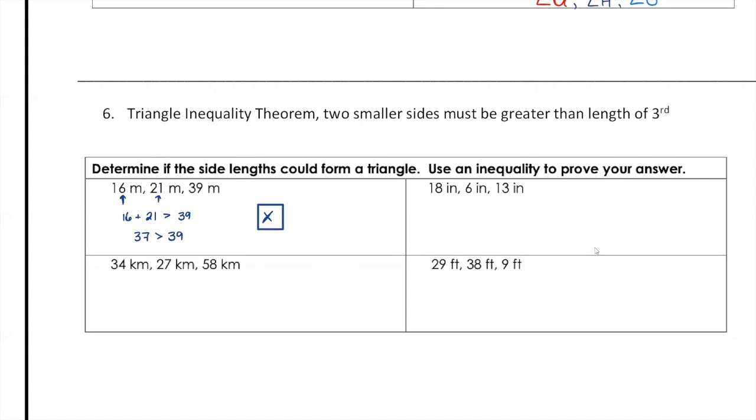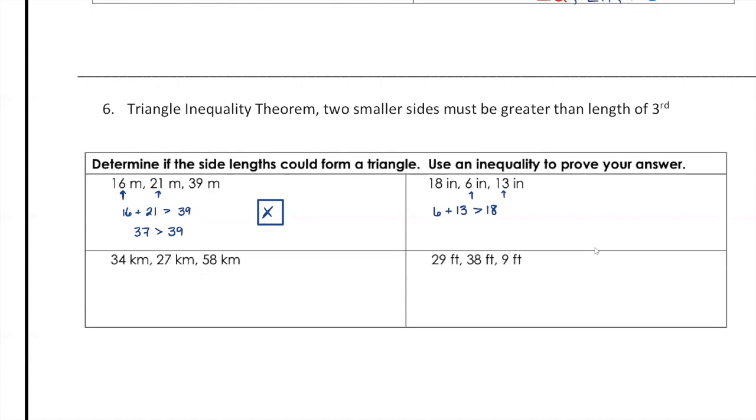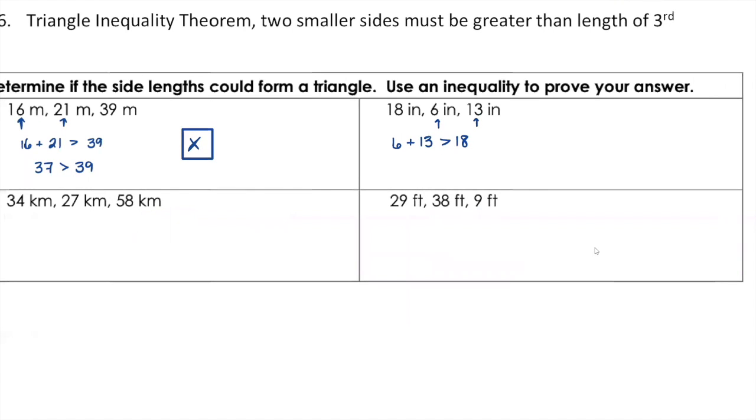Yes, got to be greater. So 6 and 13 are my smaller sides this time. These are some more layups. They might not be as fast break layups, but these are bunnies. Can't miss bunnies. 6 plus 13 is greater than 18. 6 plus 13 is 19. Is 19 greater than 18? Because it's greater, we can make a triangle.